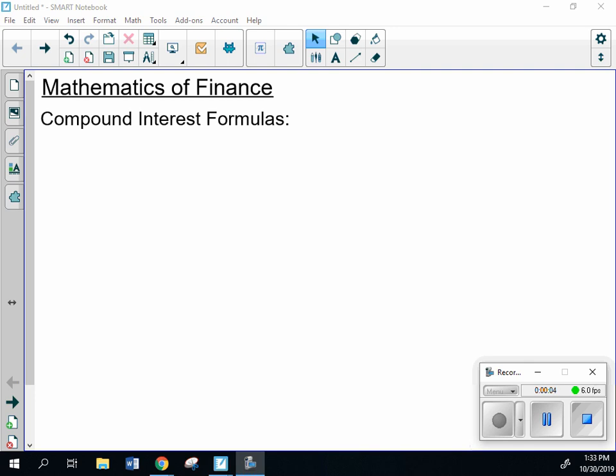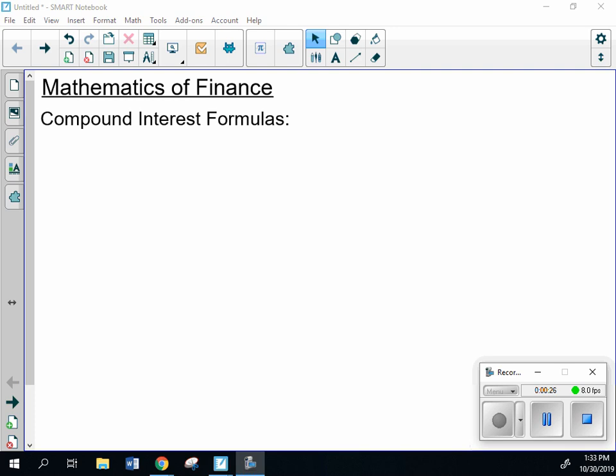We're going to be discussing the mathematics of finance. So looking at if you borrow money, what's going to happen? How much do you owe? Those types of things, because whenever we borrow money, we are going to have to pay interest because we are using a service in which we are borrowing. So the first thing we're going to look at specifically are the compound interest formulas.